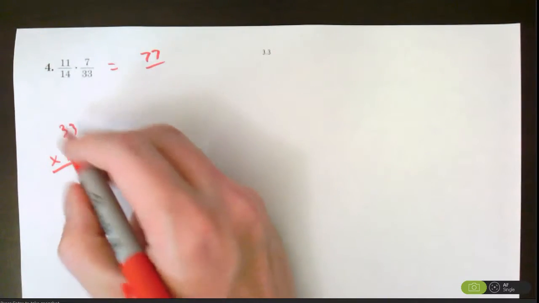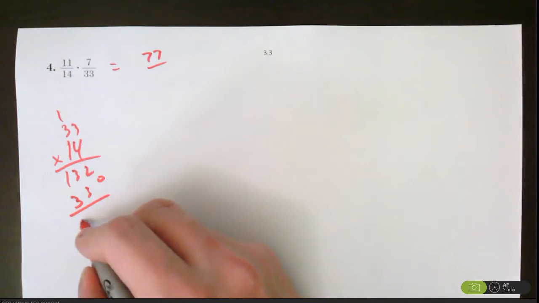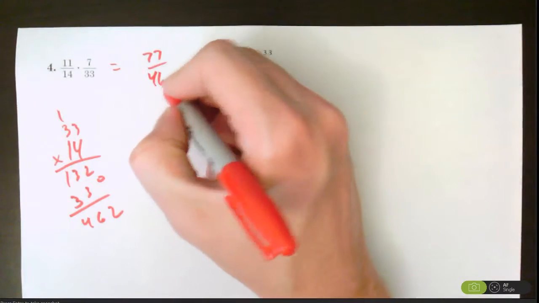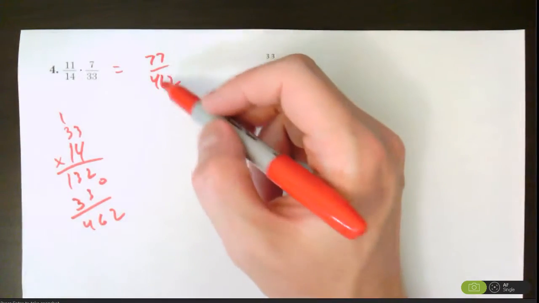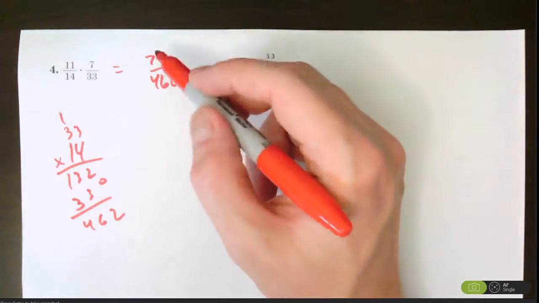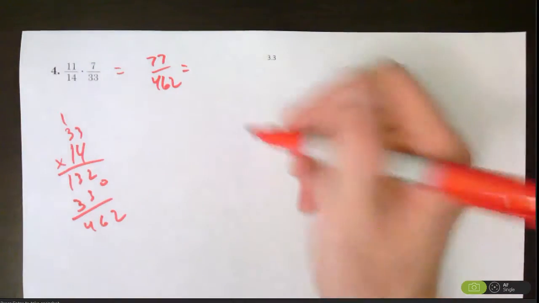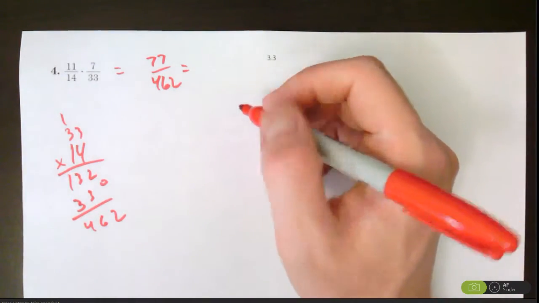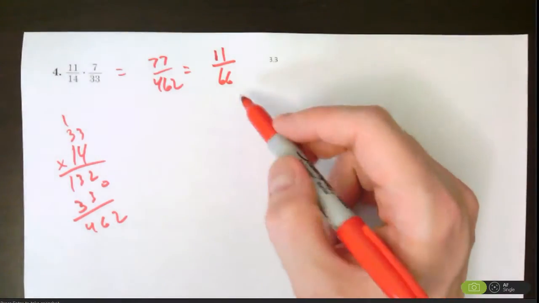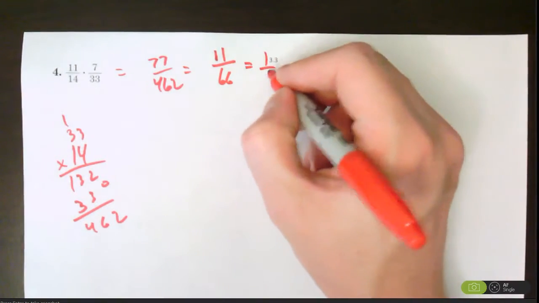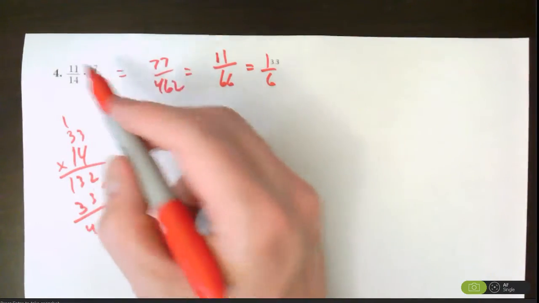So 3 times 4 is 12, then 13, and then 3 and 3. So it would give you then 462. Now the problem with that is you've got to reduce. So you've got to figure out what numbers you can divide both 462 and 77 by, and maybe you go, oh, they're both divisible by 7, and you figure out that's 11 over 66, and then say, okay, those are both divisible by 11, so it's 1 over 6.